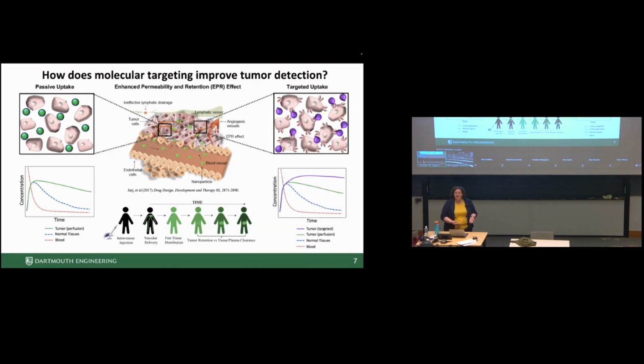So what molecular targeting actually does is that it increases that difference between the normal and the diseased tissue. The targeted agents actually bind to the cells, and so they're retained even longer than they would be if they were just free. And so we get an additional boost in contrast. So if we're just thinking about fluorescence intensity, we get this boost in contrast, and the theory is we can more easily determine tumor from normal tissue based on this increased contrast.